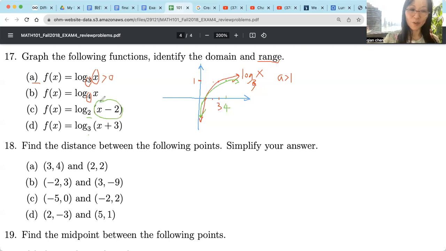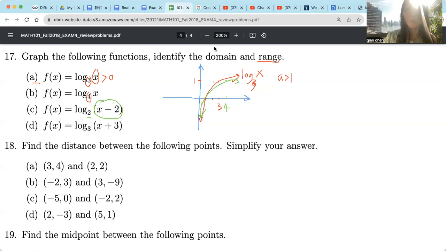Remember we talked about transformational functions? So this is a horizontal shifting. This is pushing log 2 of x 2 units to the right. So the 1, 0 point, this common point, will be here.